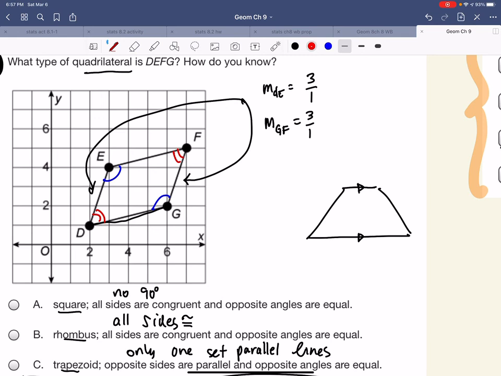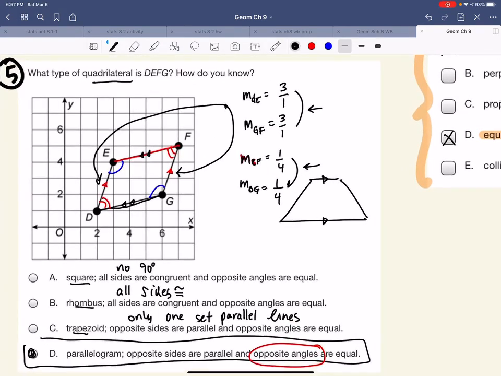Now are these sides parallel? So we confirmed these are parallel. Now let's confirm these are parallel. A second set of lines parallel. So EF is rise 1, run 4. The slope of DG, what do we got here? Rise 1, run 4. Yep. So that's slope. So we are positively sure that opposite sides are parallel because they are the same slope.